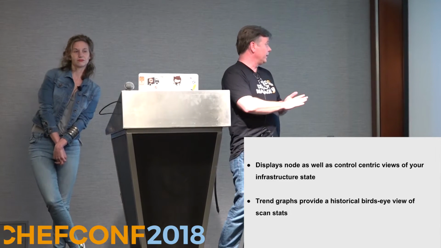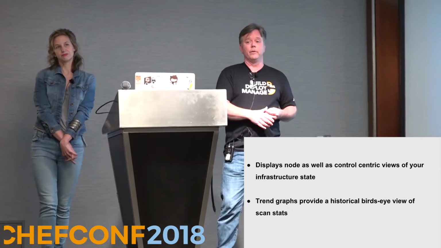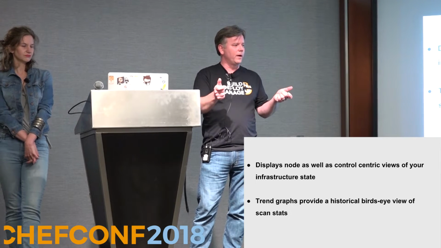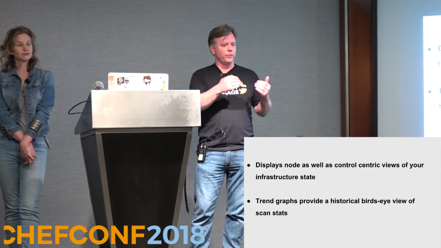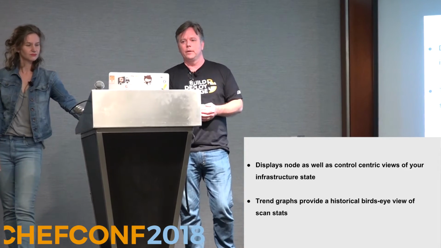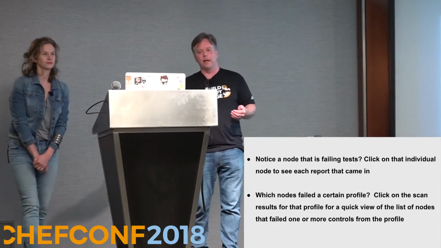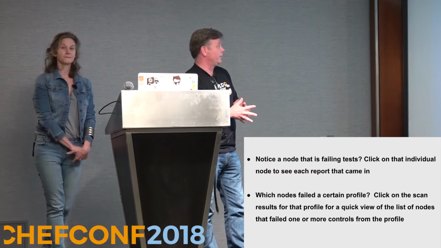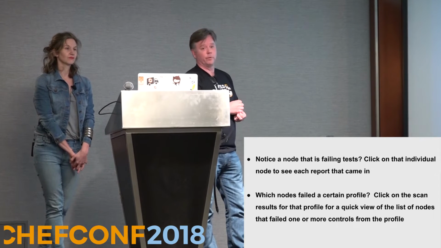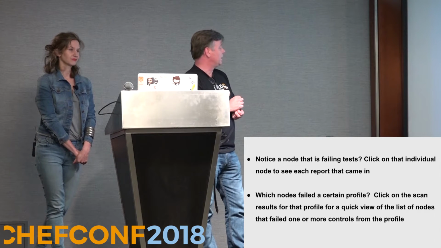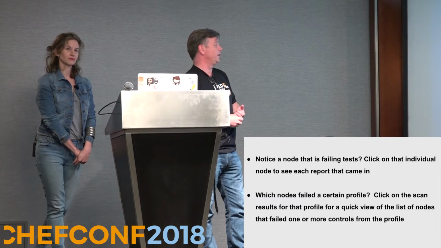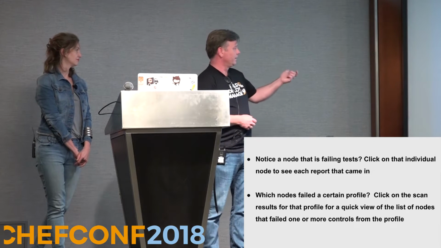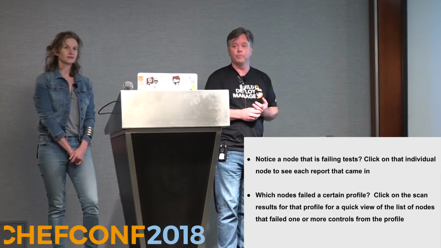The trend graphs are really your historical bird's eye view of everything. The value in that is that you're able to see over time if your infrastructure is improving or getting worse. Hopefully your passes go up, your fails go down. That's what we try to show. If you notice that a node is failing the test, click on that individual node to see the report. I already touched on that. If you're noticing that nodes are having a problem with a certain profile, you can actually get to the scan results just for that one particular profile.